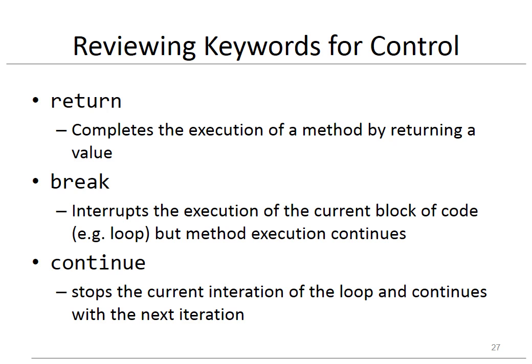The break keyword provides a softer interruption. It interrupts the execution of the current block of code, but the method execution continues. We already illustrated this with the switch statement. Finally, the continue keyword is the softest interruption. It stops the current iteration of the loop and continues with the next iteration. Let's give some examples.